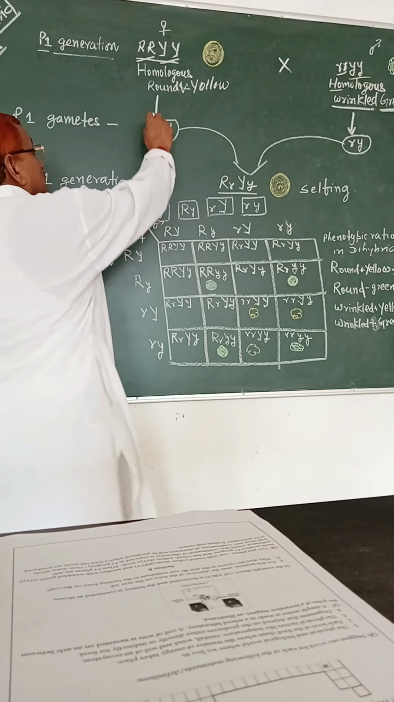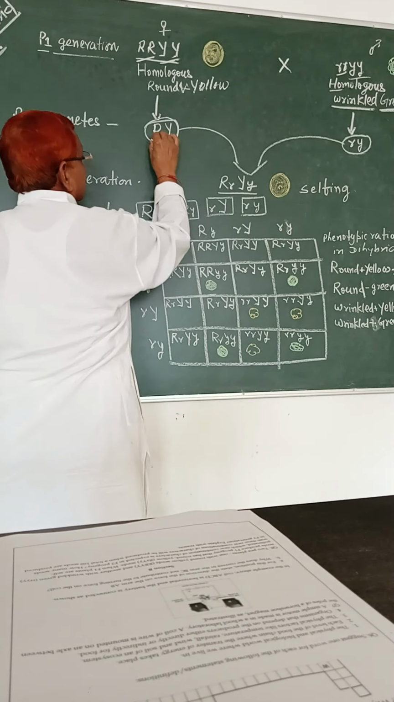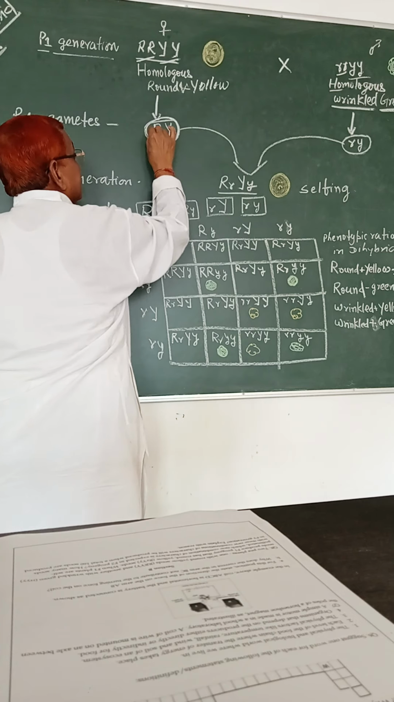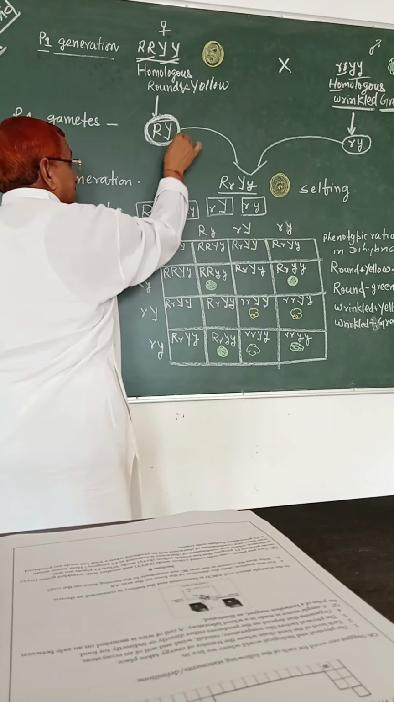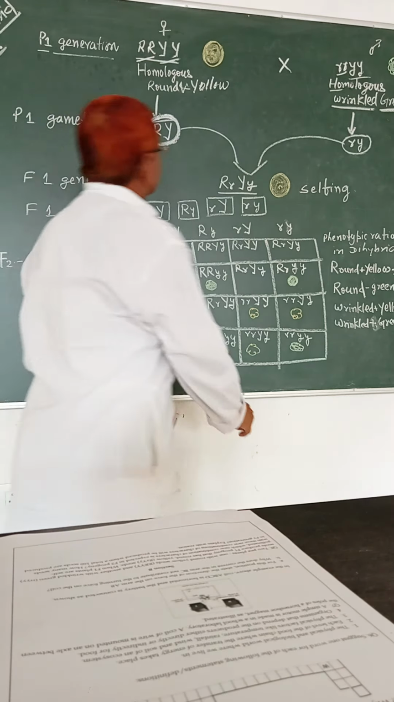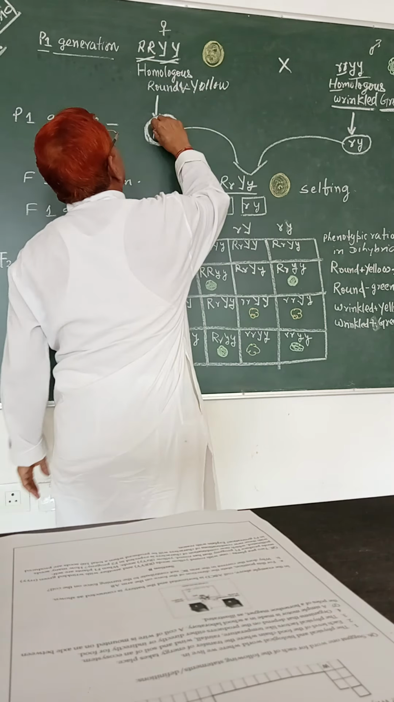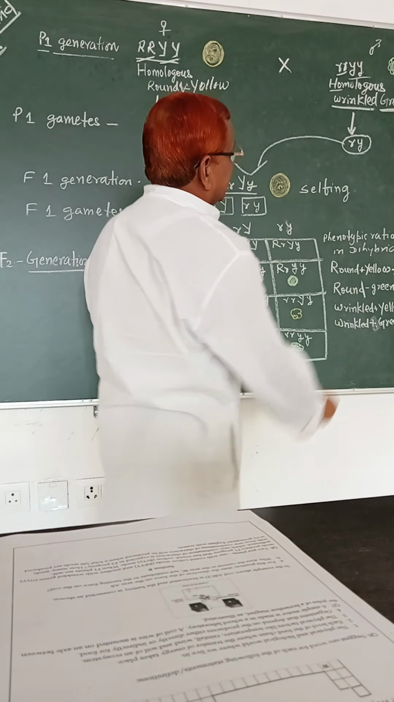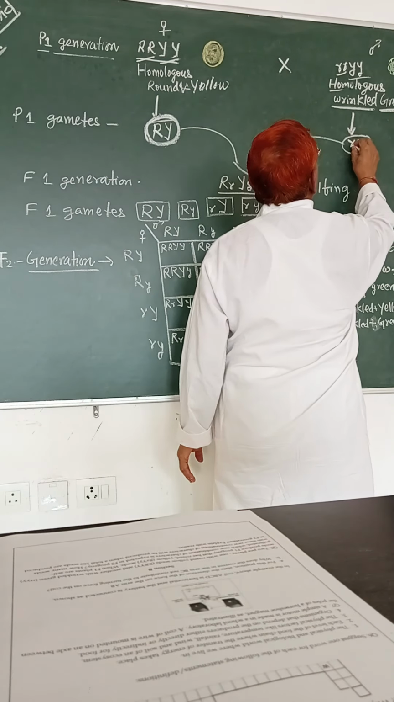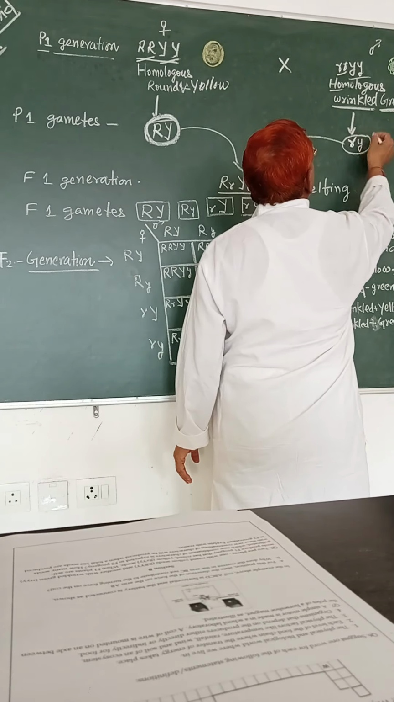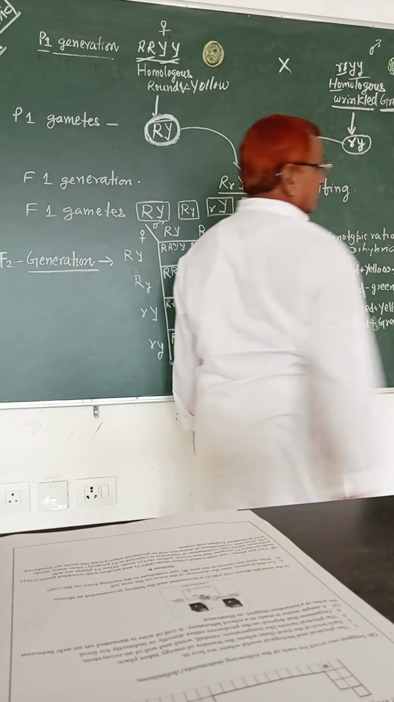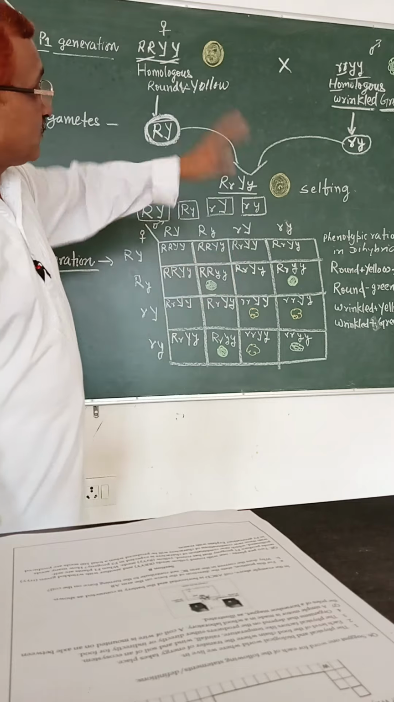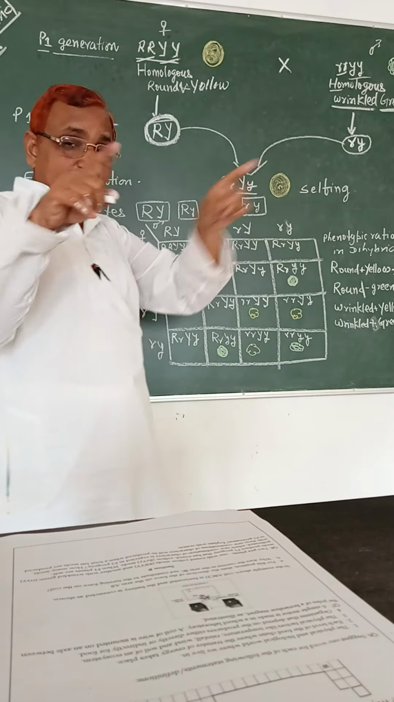So don't forget to write the gametes here. Gametes are always in a circle. Don't forget to circle the gametes also. So gametes contain capital R, capital Y from the female side, and from the male side it is a small r, a small y. Okay, so now this is the probability of both the gametes when fused together in the next generation.